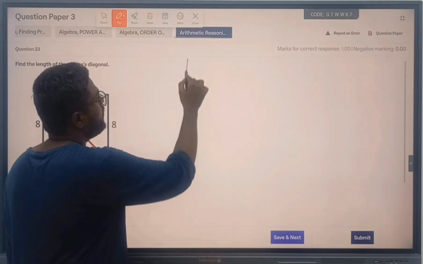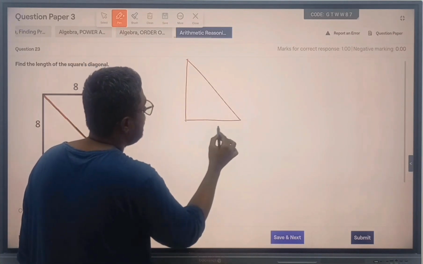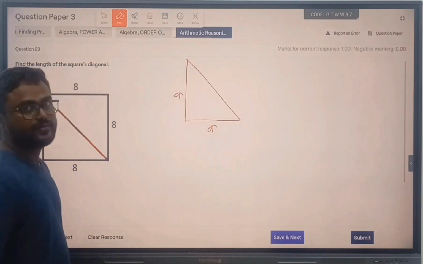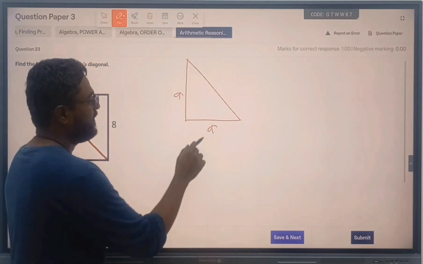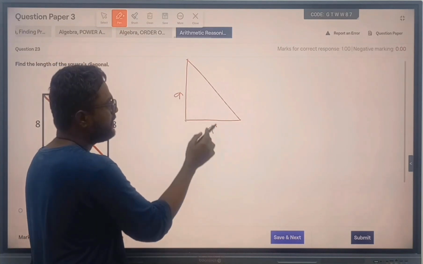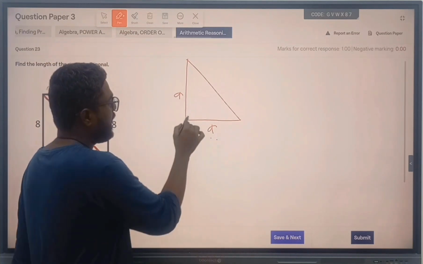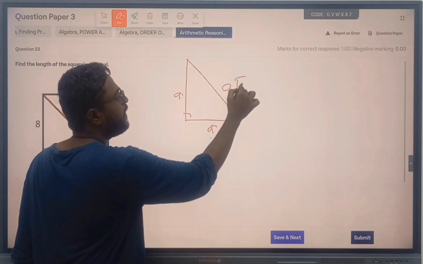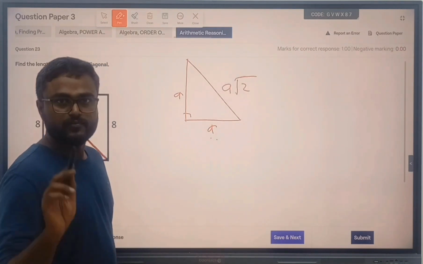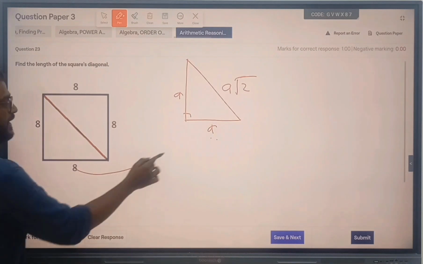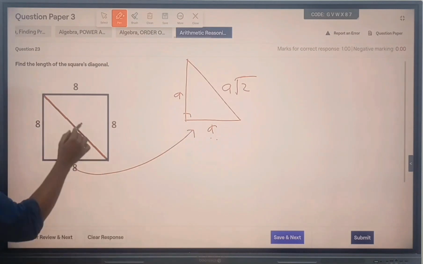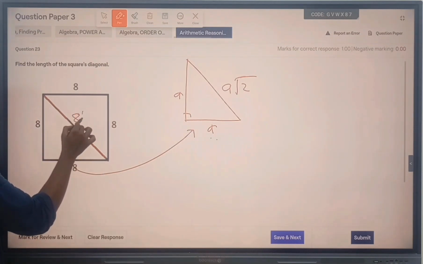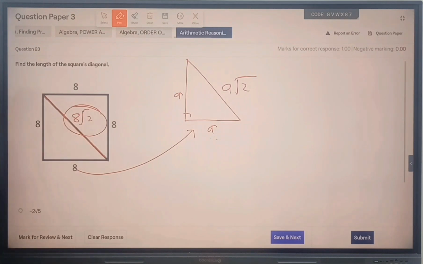Okay, let me just draw a right angle. If this is A, this is A. Remember, if there is an isosceles triangle with same sides and a right angle triangle, the diagonal will always be equal to A root 2. So what is our A? 8. So what will be our answer? 8 root 2 will be your answer.